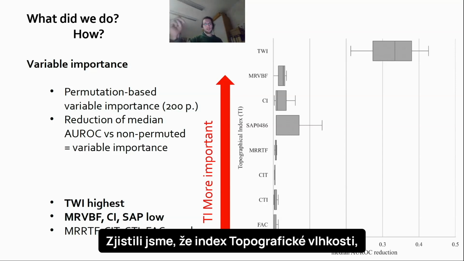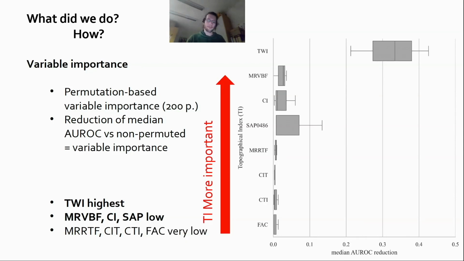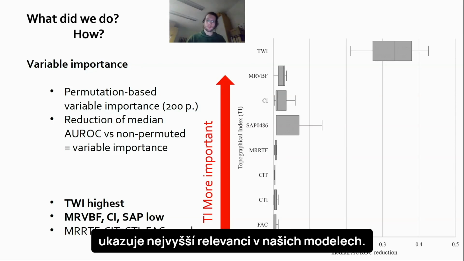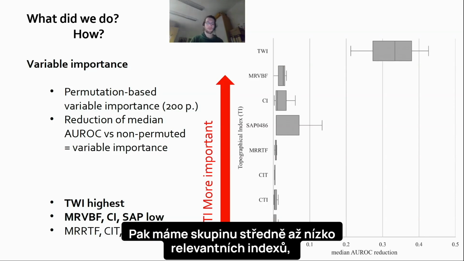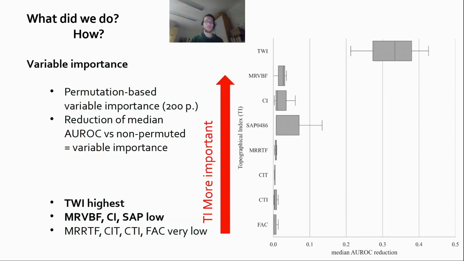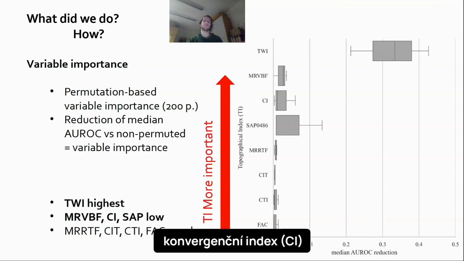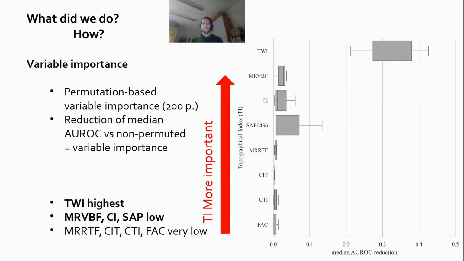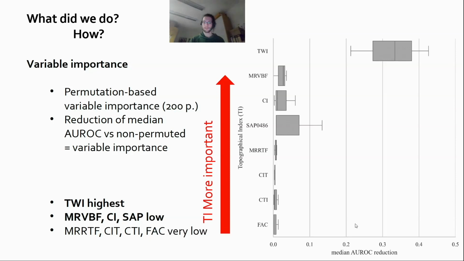And we found that the topographical wetness index, which is one of the most used topographical indices in hydrology, I think, shows the highest importance in our models. Then we have a group of medium to low importance. These are the multi-resolution valley bottom flatness index, the convergence index, and the slope area power index, and the rest of them showed very low importance.